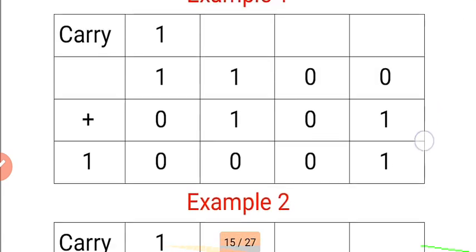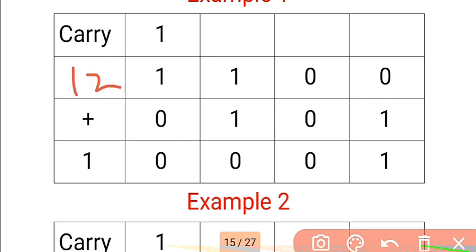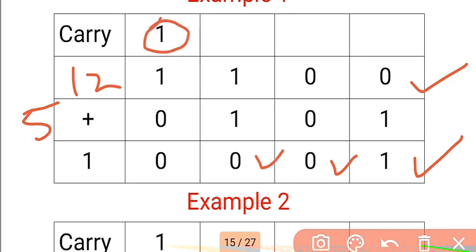Let us take one example. Here this is 1100, that means this is 12 in decimal, and 0101, this is 5. So let us do the addition. 0 plus 1, it is 1. 0 plus 0, it is 0. 1 plus 1, 0. Carry is generated, which is written here. Carry is equal to 1.